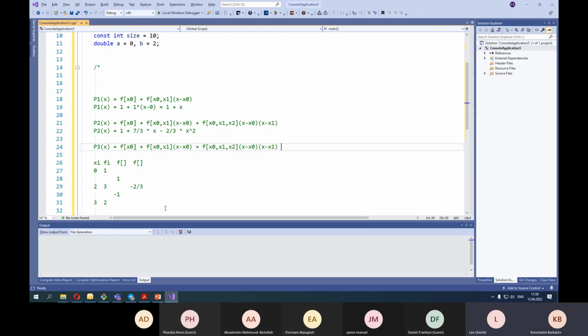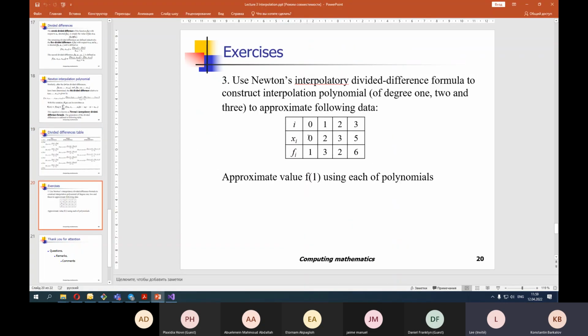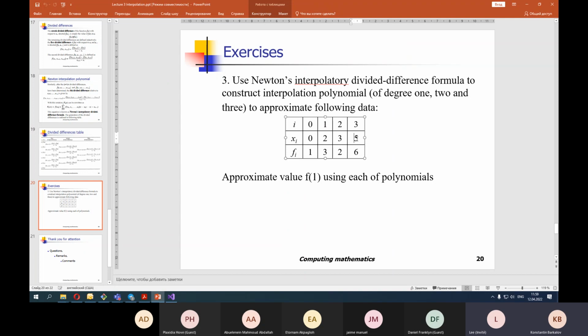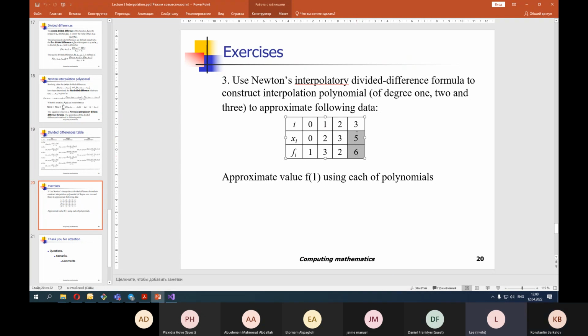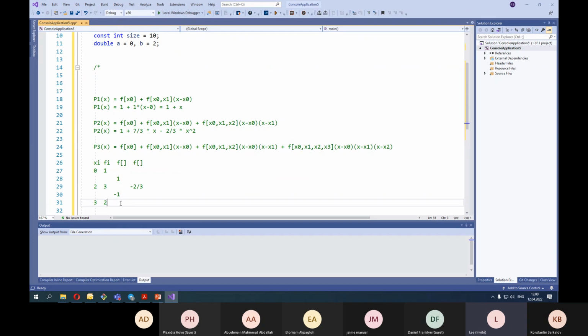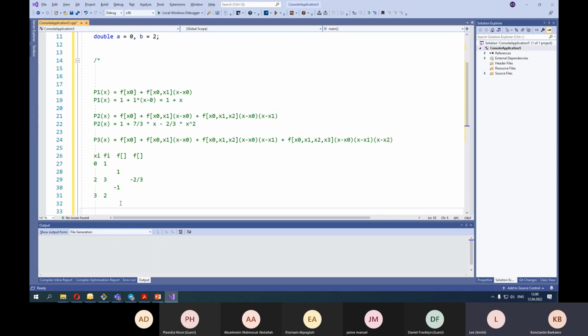What should we do? We should add one more term. We should compute one more divided difference and x minus x2. That's all. How to compute one more divided difference? First of all, we should have one more point. Let's take the last point from this table, the point with the values 5 and 6.